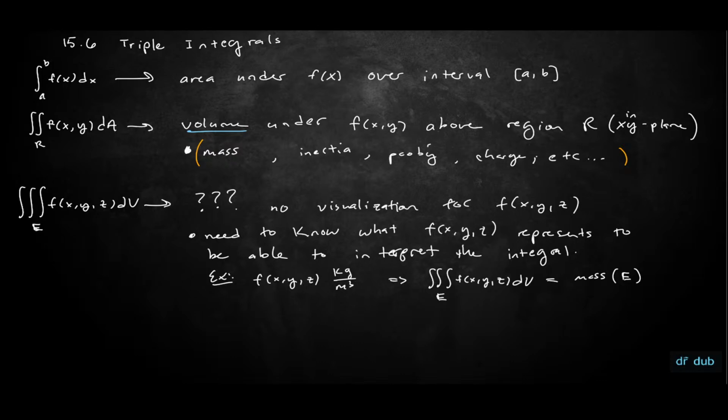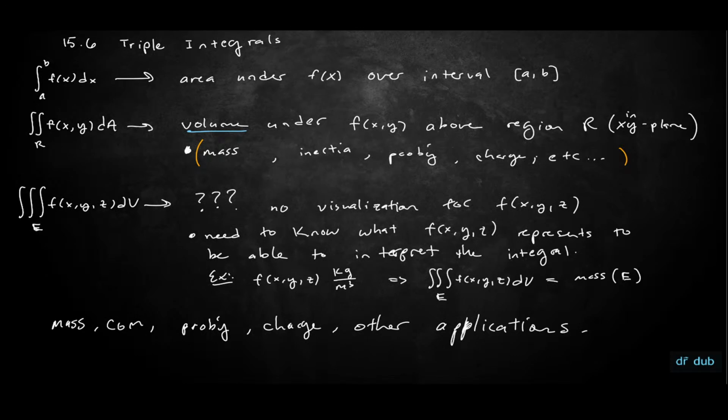So we could do the same kind of things. We could apply a triple integral to mass, center of mass, probability, charge, and other applications. But the approach is the same, right? We just treat the other variables like a constant. The trickiest part for triple integrals is setting up the bounds, setting them up as iterated integrals over general regions.